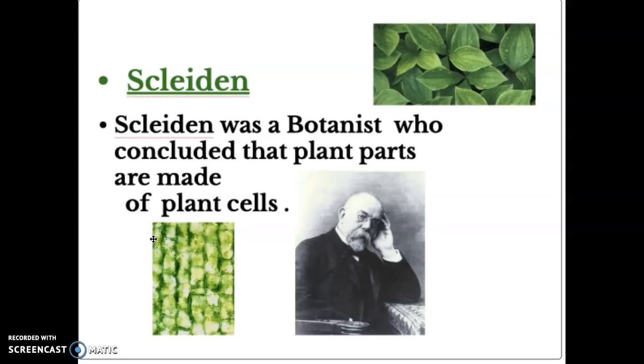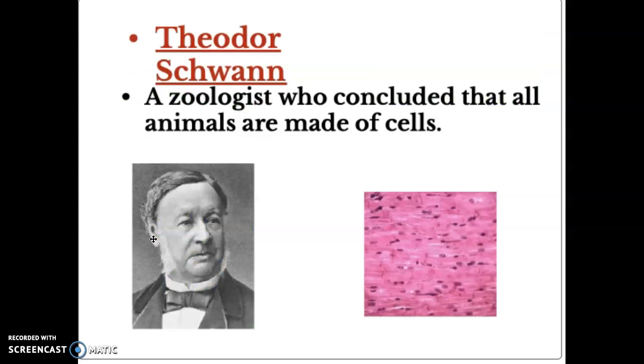The next scientist's name was Schwann. Now, Theodor Schwann was somebody who was able to see that animals were made of cells. I actually am able to give you the advice of remembering these two scientists. To me, Schwann sounds like the word swan, and Schwann was a zoologist, which means he studied animals for a living, so swan is an animal, so Schwann discovered cells in animals.